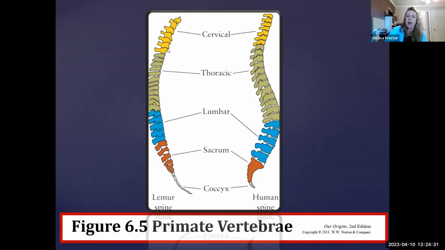So the vertebrae that are in our neck, those are called cervical vertebrae. The way I remember it, if you've got a cervical collar on, that's a collar that goes around your neck. The ones in green, those are called the thoracic vertebrae.